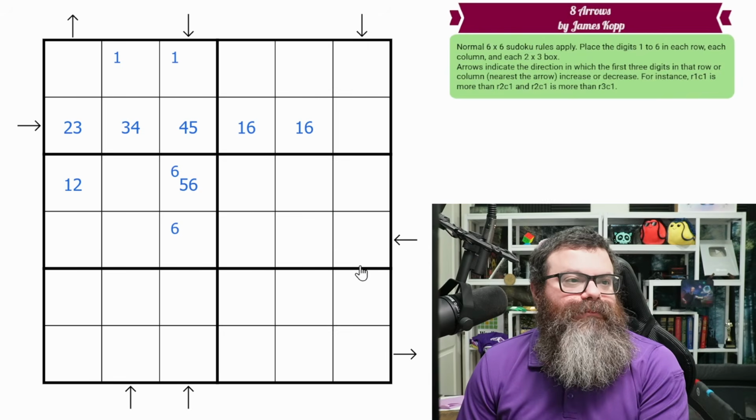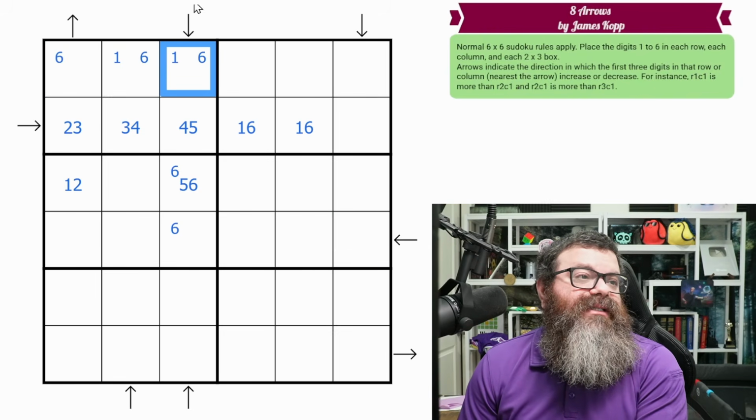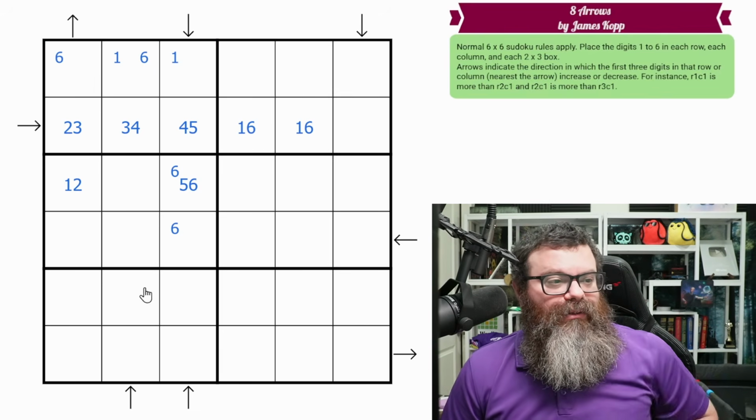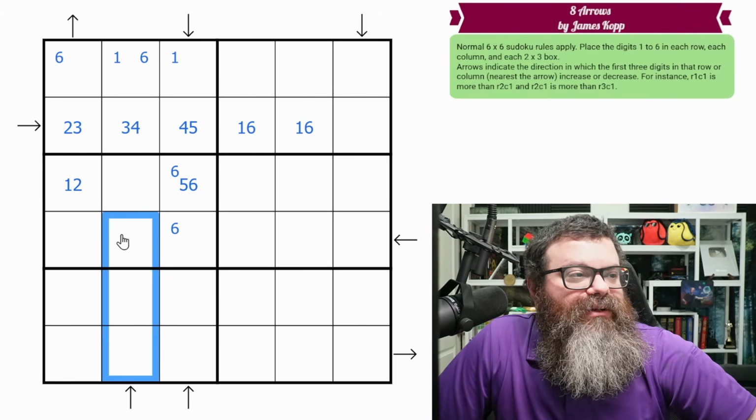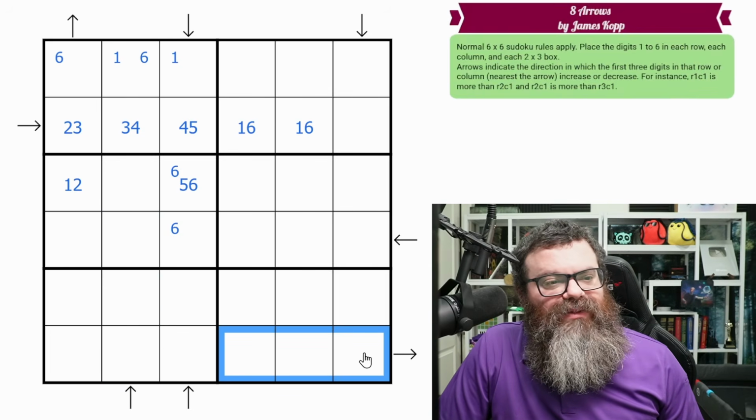Let's see. What does that do for me? We know the 6 is up here somewhere. This is increasing this way, so that's not our 6. Okay, this one increases. Does that matter? This increases this way.